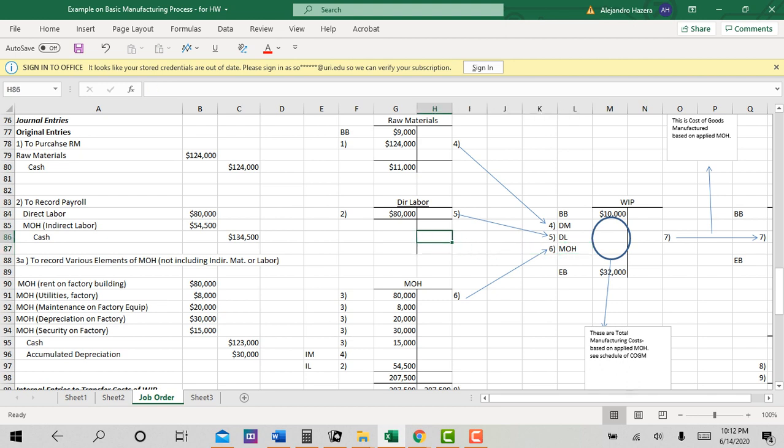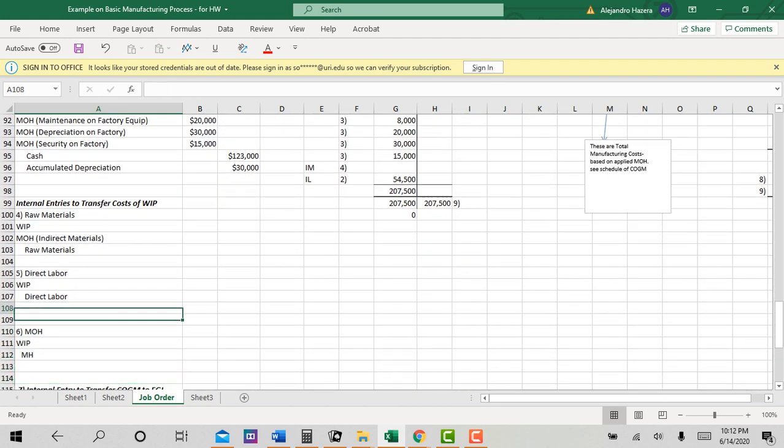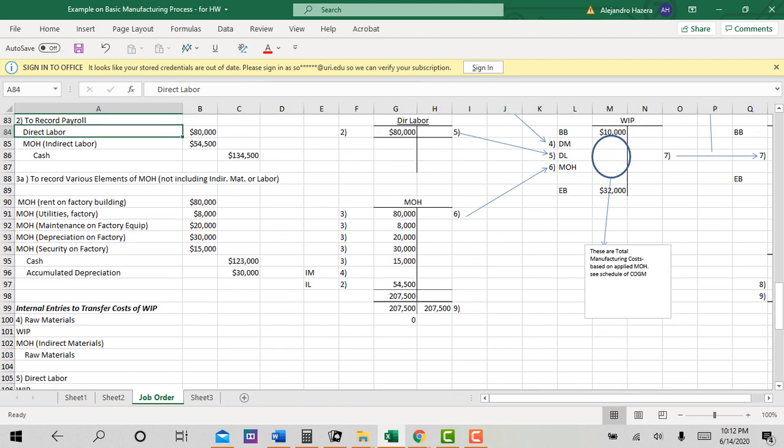And so in entries 4, 5, and 6, I'm going to transfer those costs, my direct materials, out of raw materials in a sense, but I'm going to transfer direct materials, direct labor, and manufacturing overhead, my 3 types of manufacturing costs, over to the assembly line. Okay, I call these transfer entries. So these next 4, 5, and 6 are to transfer costs. There's a description here: internal entries to transfer costs over to work in process.